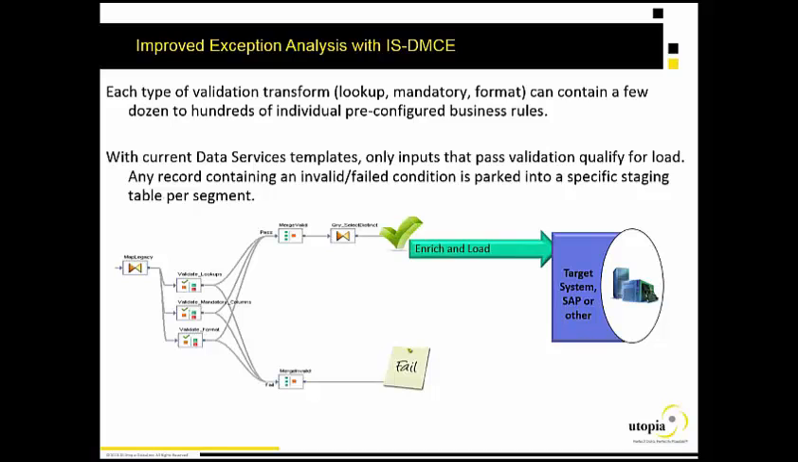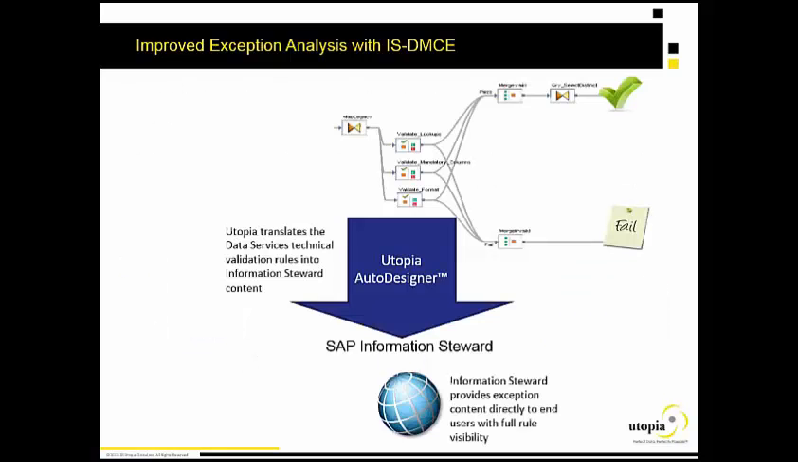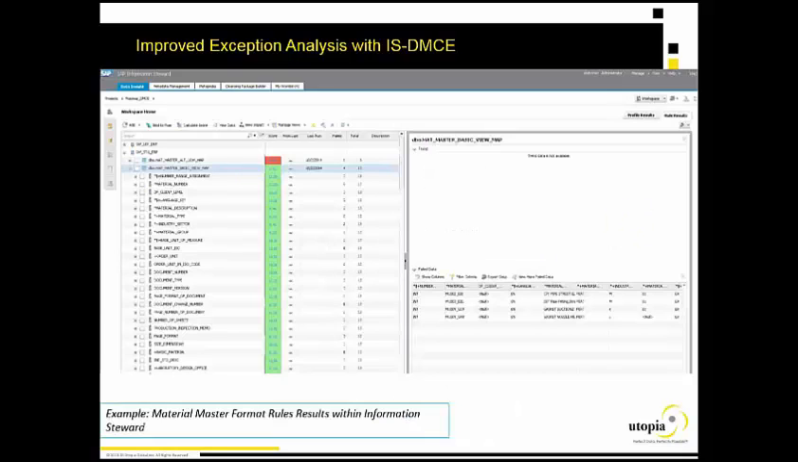So the current Data Services templates, only the inputs that pass the validation are for load. Anything that failed is parked into that staging table. Now, we grab the data out of that staging table. We use our tool that we've created called Auto Designer. What it does is it translates the syntax and the rules from Data Services, builds us dashboards and templates and rules that are imported into Information Steward so that we can actually look at that data inside of Information Steward as well. You can see here are some of the rules that are actually translated and imported into Information Steward.